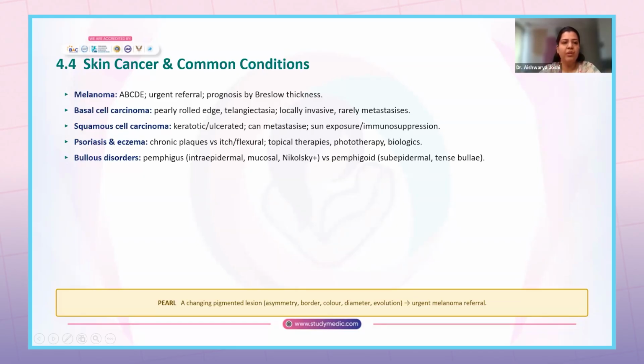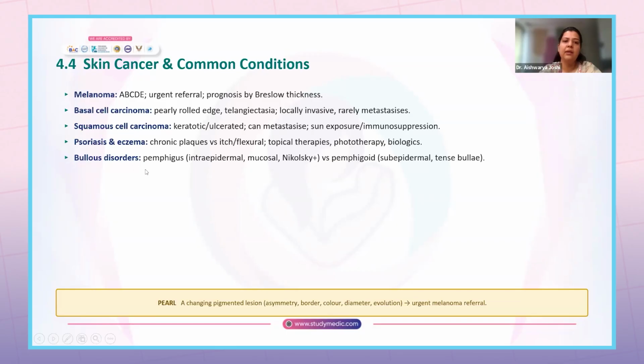Psoriasis and eczema. Psoriasis is immune mediated. Eczema has multiple causes. Chronic plaque psoriasis has to be differentiated from flexural itch. It is treated with topical therapies. It could be topical steroid or other therapies we will discuss, phototherapy as well as biologics if uncontrolled.